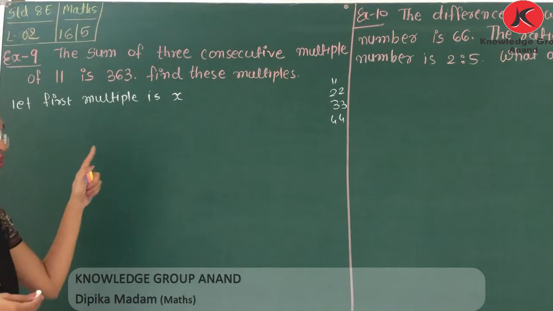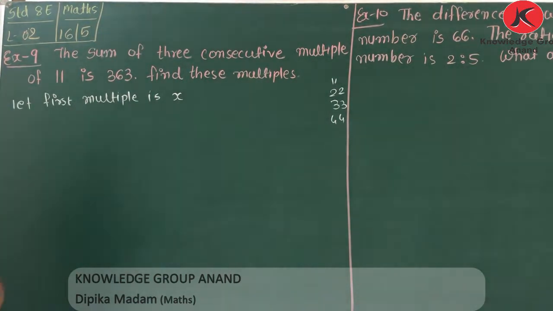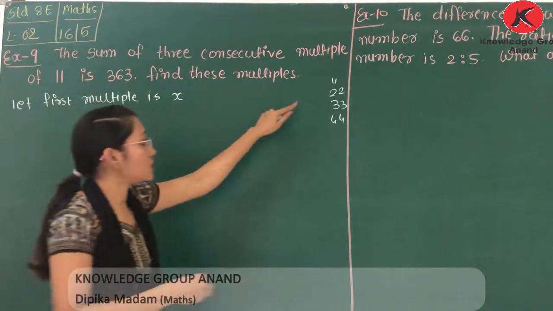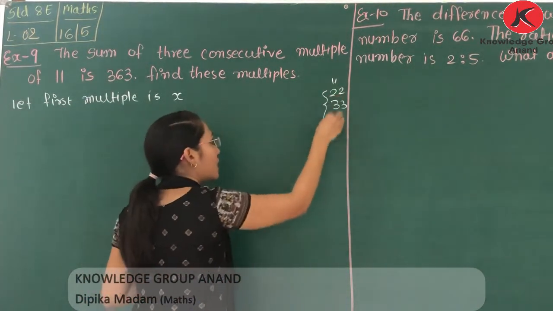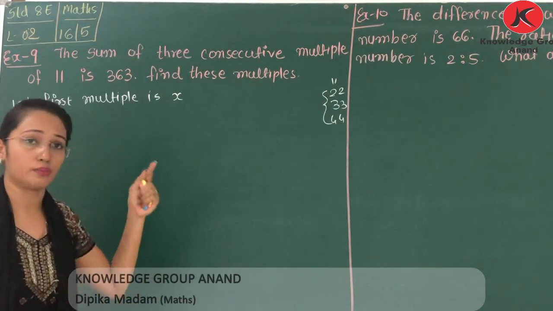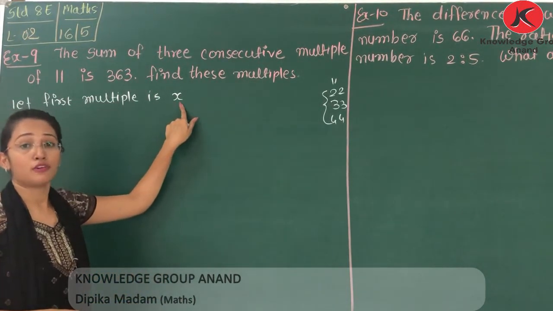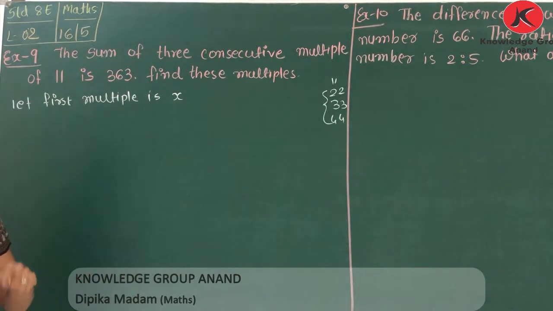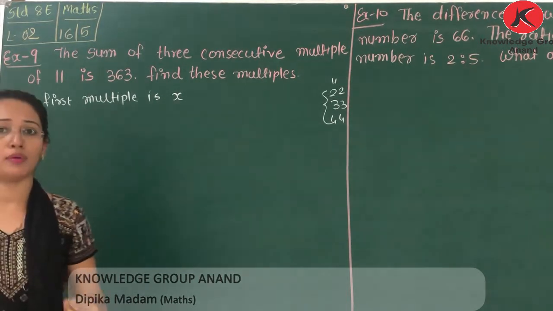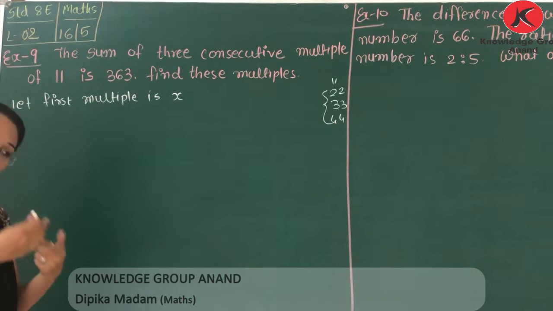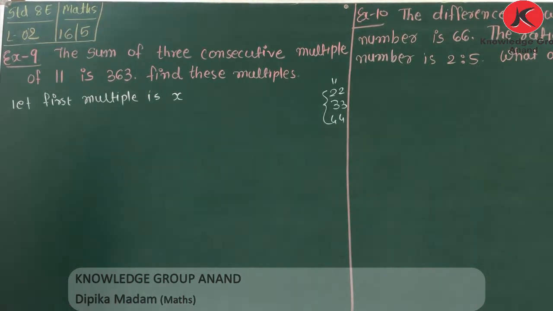Now consecutive. Consecutive means in a sequence, number after previous number. So these three are called consecutive. એટલે તરત જે આવતા હોય એ 3 numbers, that is called consecutive. So if the first number is x, then what will be the next number? x plus 11. Because to find the multiple, we are adding 11 to every previous number.